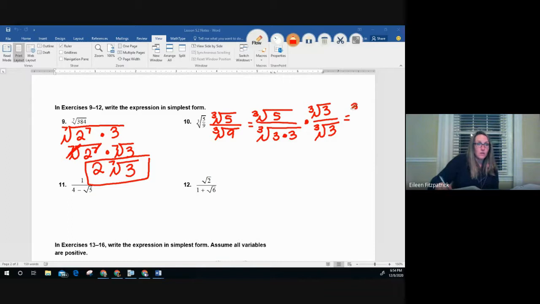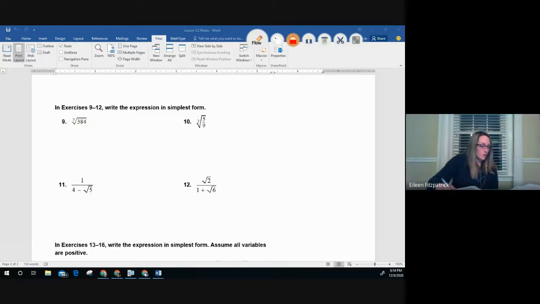So now I have the cube root of 15 over the cube root of 27. The cube root of 27 is just a 3, so now I'm left with the cube root of 15 over 3. And that would be your final answer for that one. 11 and 12, you're going to multiply by the conjugate for these.